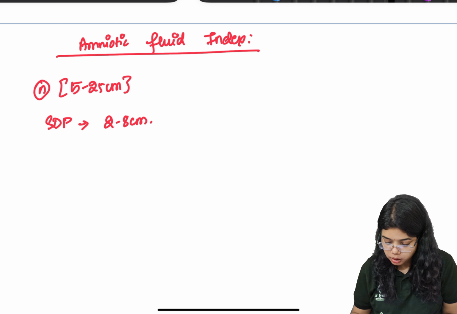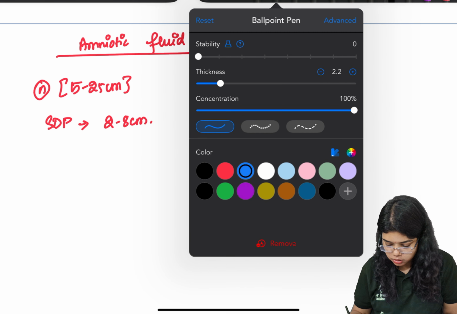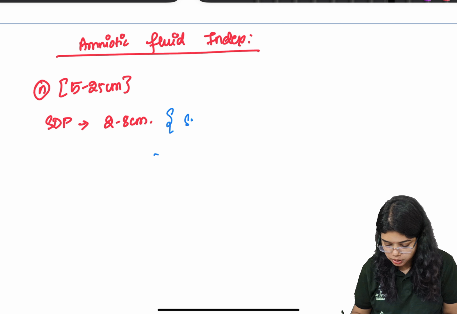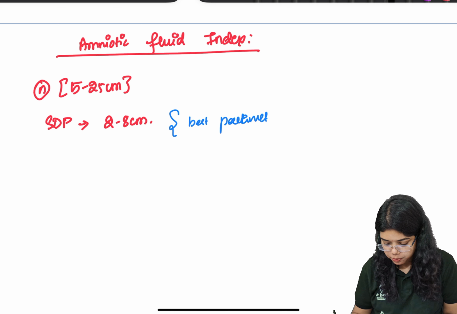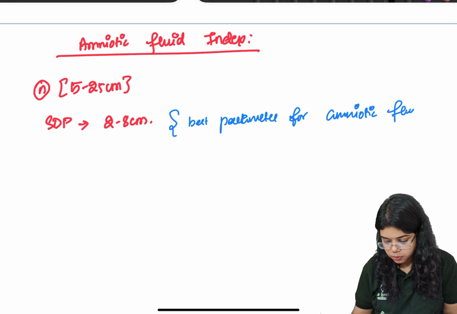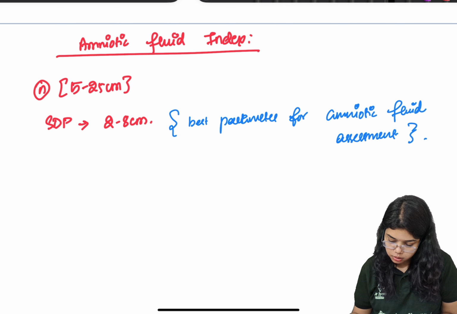What is the best parameter to see? STP is the best parameter for amniotic fluid assessment. Okay, so that is the best parameter.